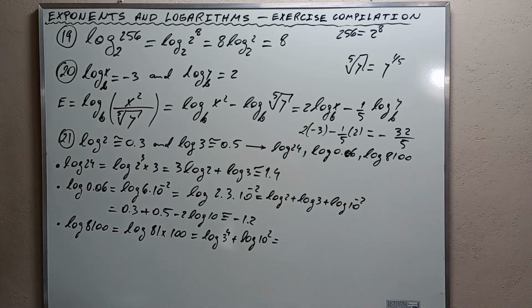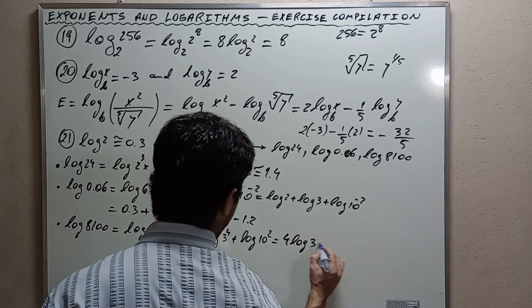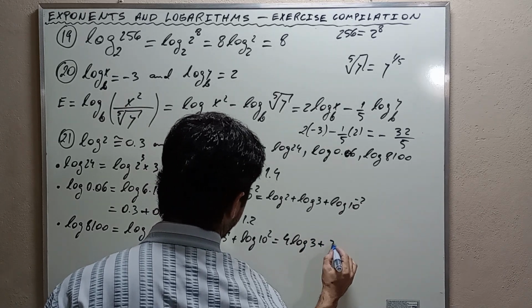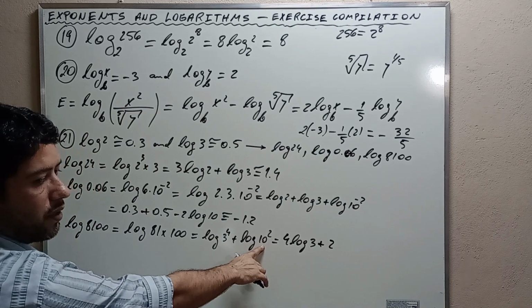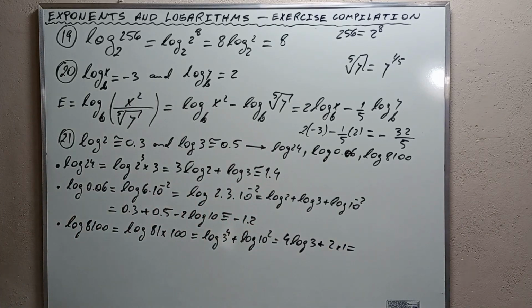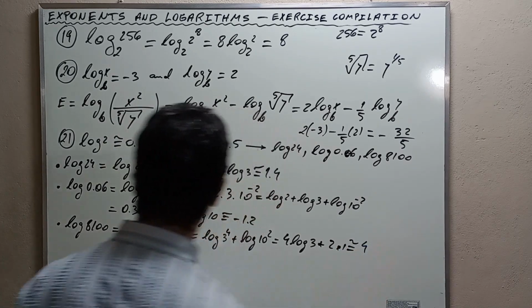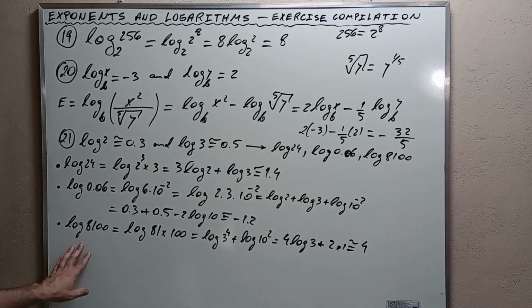Okay? We pass this here multiplying. It is 4 times the logarithm of 3 plus 2 times the logarithm of 10 base 10, which is simply 1. And then, ultimately, we find that this is approximately equal to 4. The logarithm of 8,100 is approximately equal to 4. And this is all for exercise 21. Let's go to exercise 22.